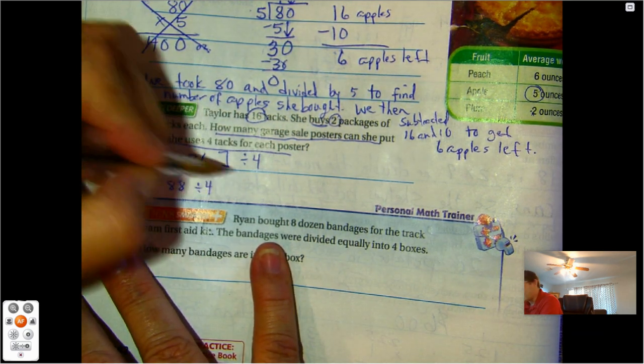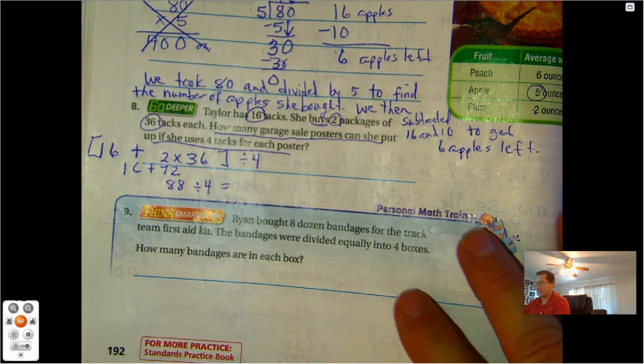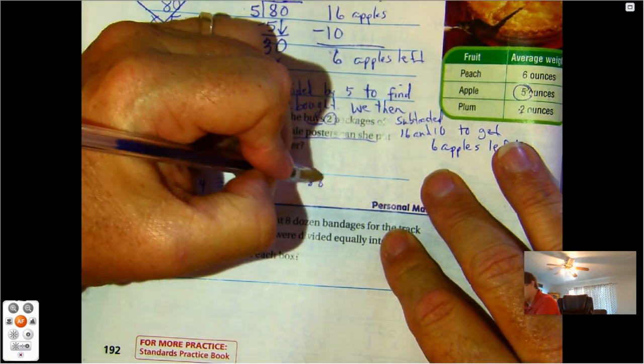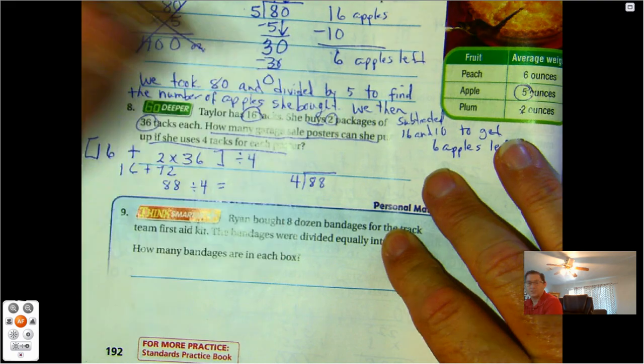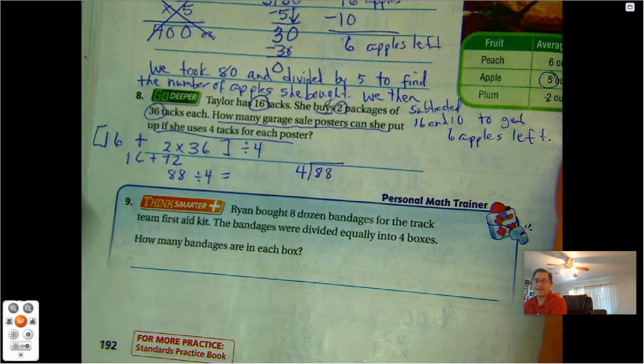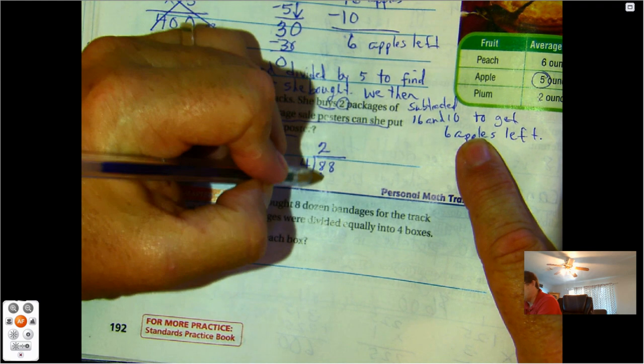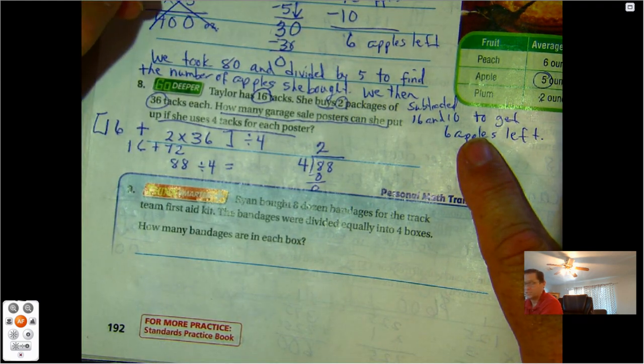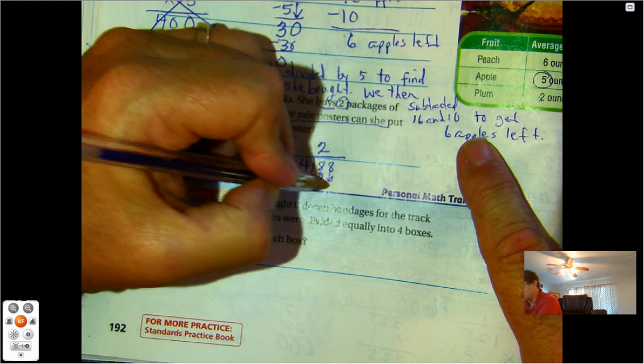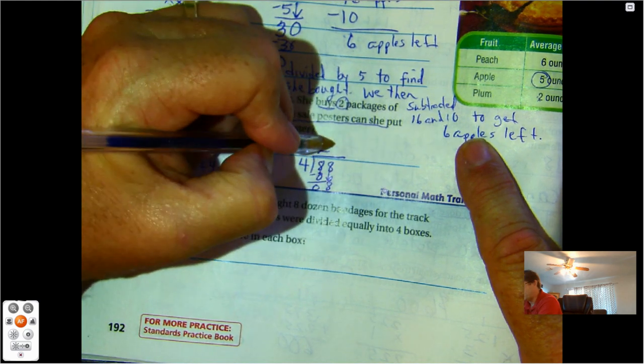She has 88 total tacks. She's going to put 4 tacks on every poster. So 4 times 2 is 8. So I have no 10s left over to share. And I have 8 ones left to share. 8 divided by 4 is 2. So she can put up 22 posters.